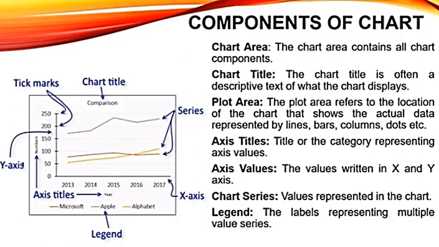Next, components of a chart. As we can see in the picture, chart title, chart area, category axis, value axis, data series, category name, plot area, legend, chart title, and grid lines. We see one by one each and every one.